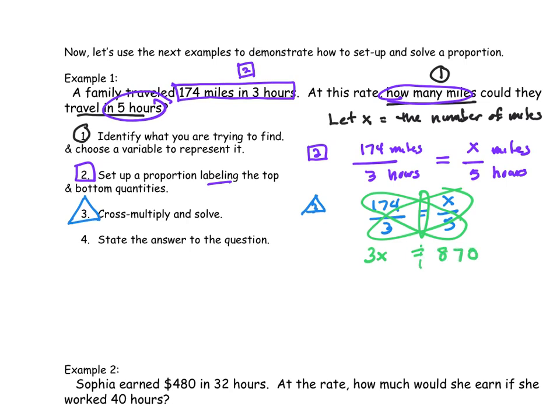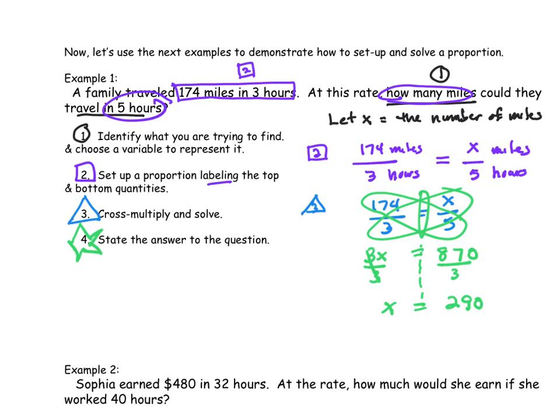And now comes our solving. We're going to divide by 3, divide by 3. And now we have our x all by itself, and that leaves 870 divided by 3, which is 290. We're not quite done. Now comes the part that we are waiting for. That's the answer. So it says, state the answer to the question. So we want to make sure that we're clear now what we just answered.